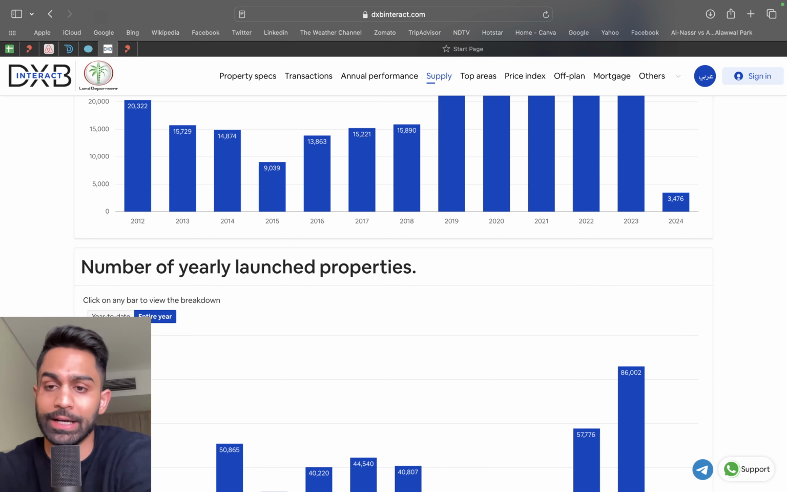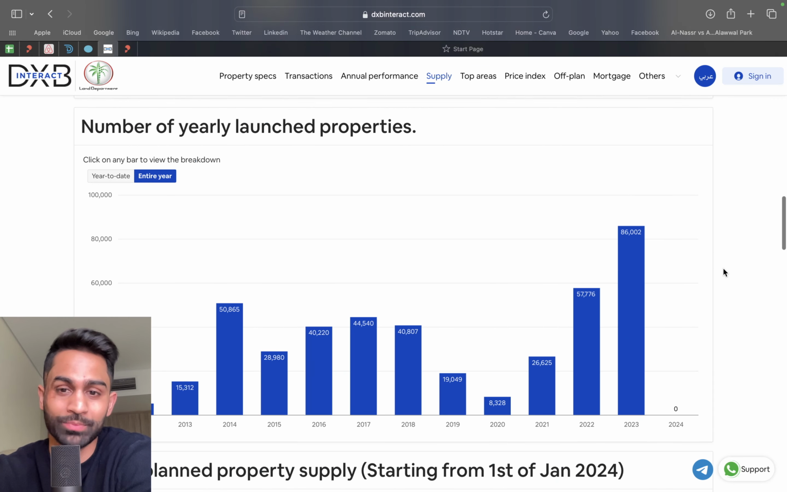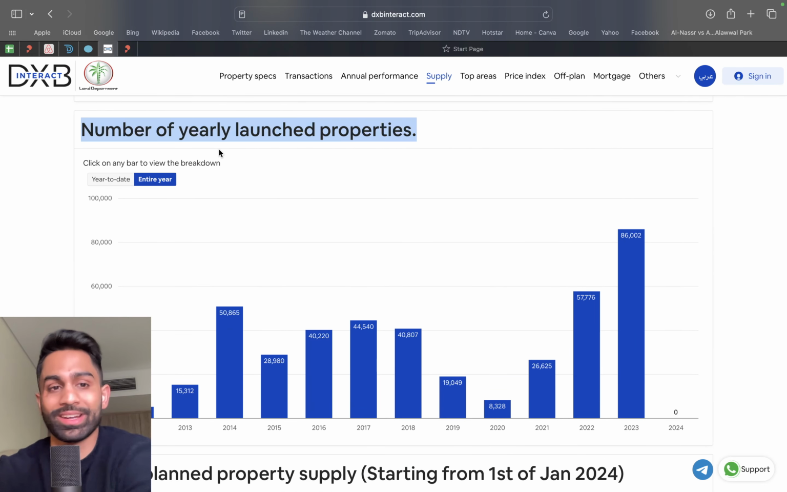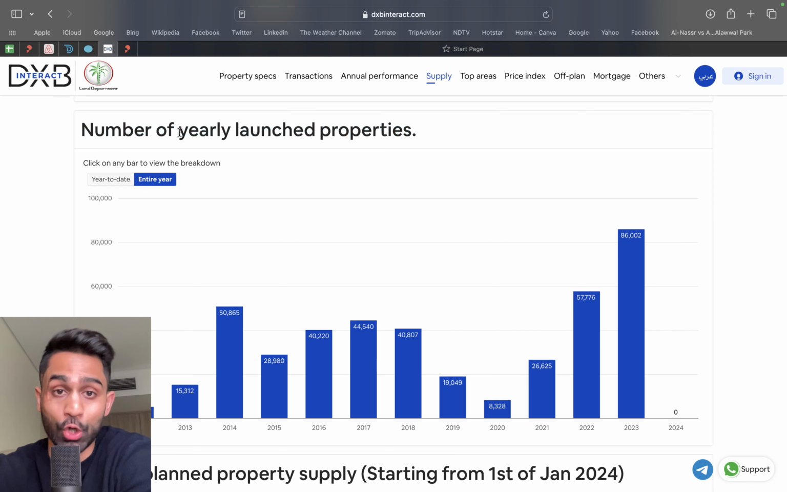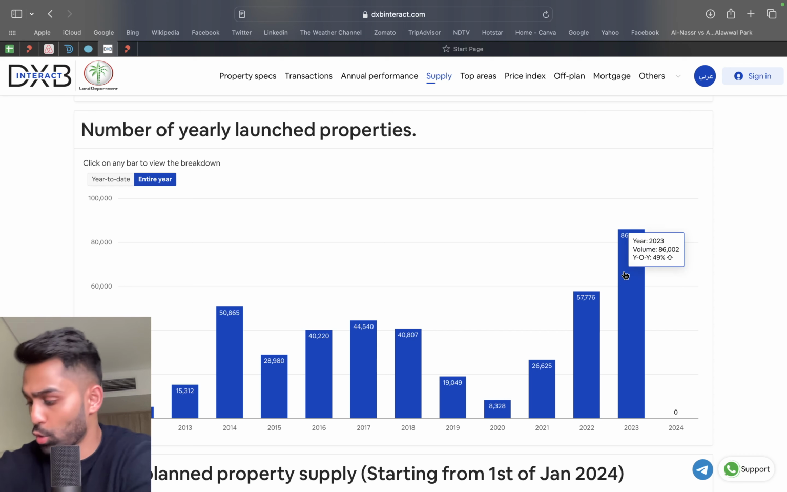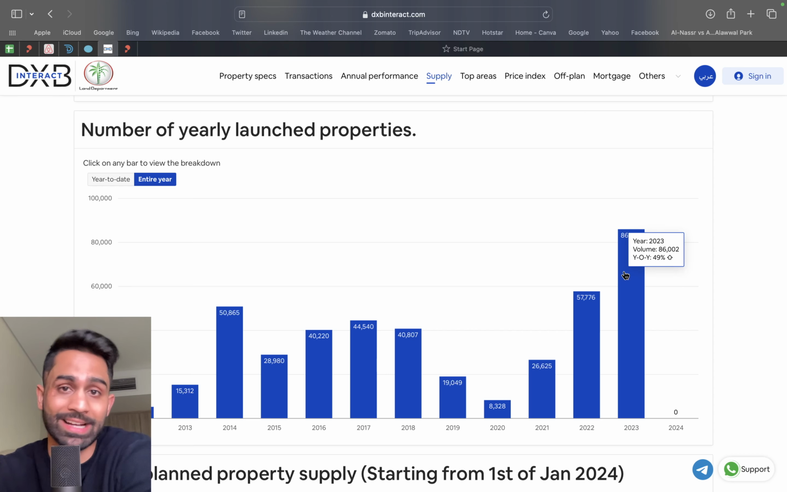So there's going to be a demand and supply that definitely needs to be accounted for as you are looking at investing in properties here in Dubai. So this is actually quite concerning. That's exactly one of the reasons why I think there is going to be some softening in the actual property prices here in Dubai. If you look at the entire year, number of yearly launched properties, 86,000 is quite significant, right? Which are not yet delivered, but 86,000 launched properties are still under construction and are going to be delivered fairly soon over the next several years.